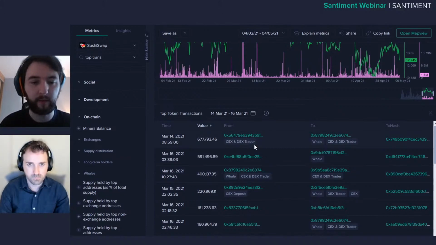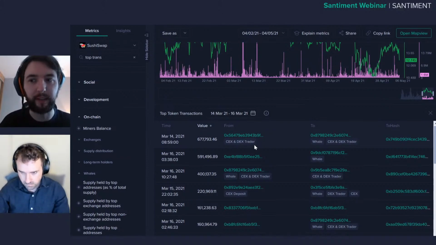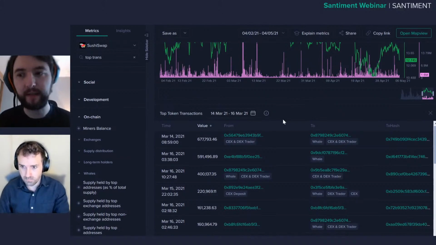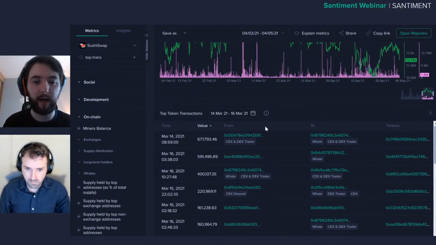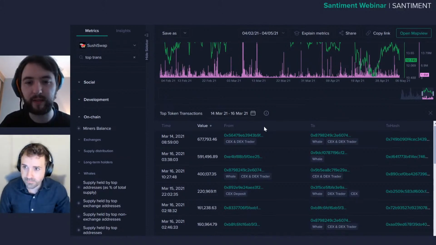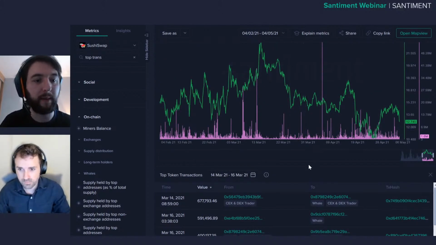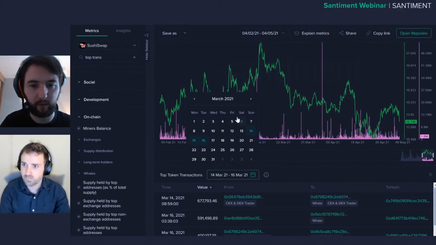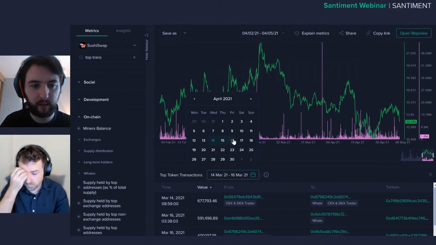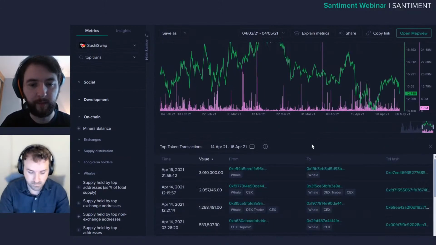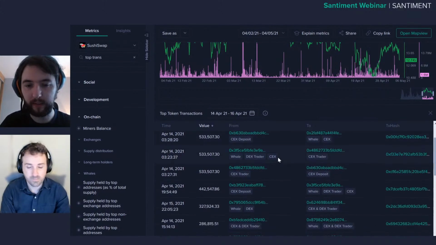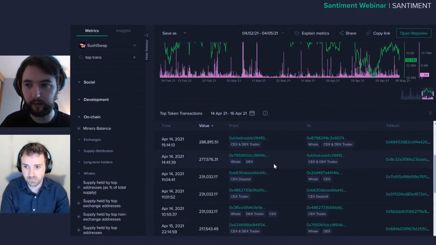This is definitely more tedious than looking at network-wide effects, but I think it's a very underrated way to discover addresses that you might want to keep an eye on. And actually, I wanted to look at April rather than this one, because it's closer. It's the latest top for Sushi, and I found a few cool addresses here that we can take a look into.